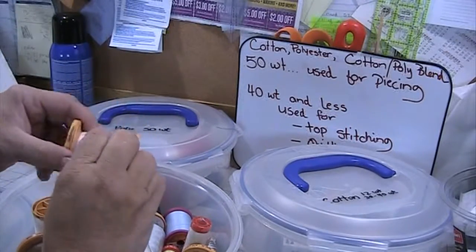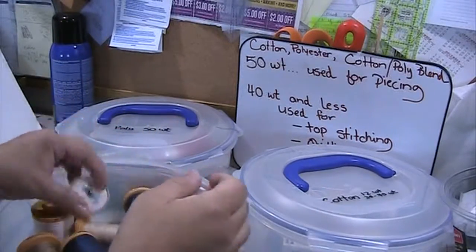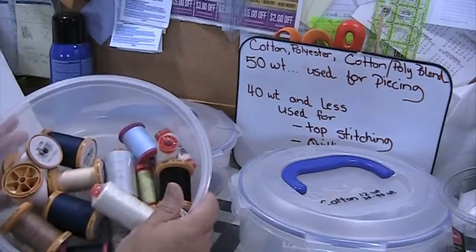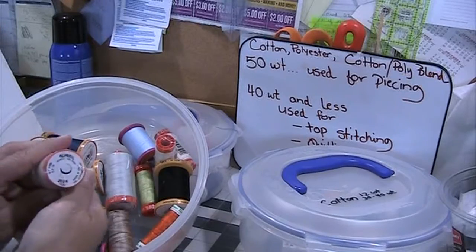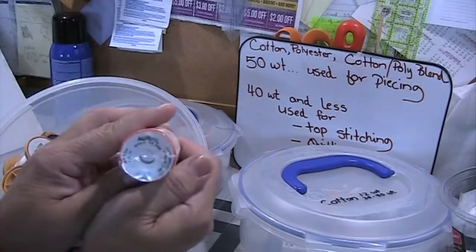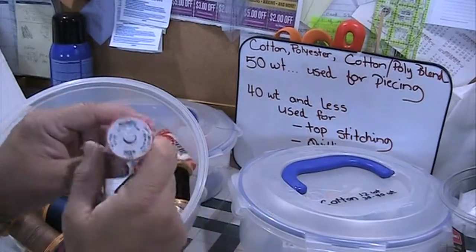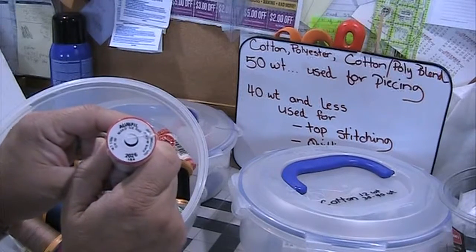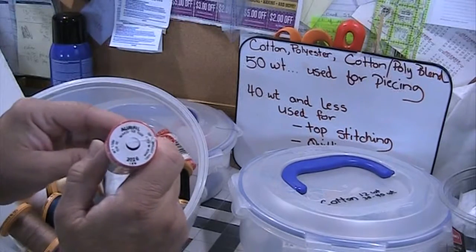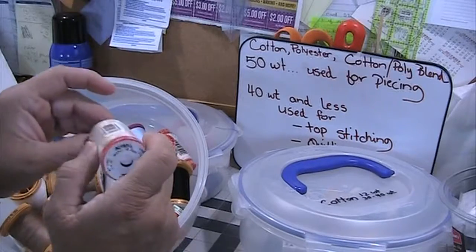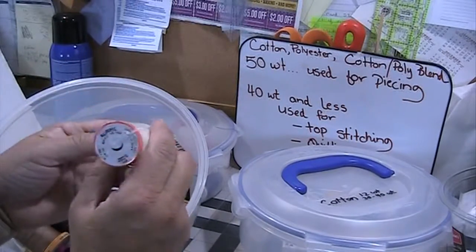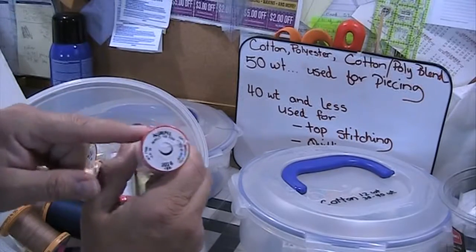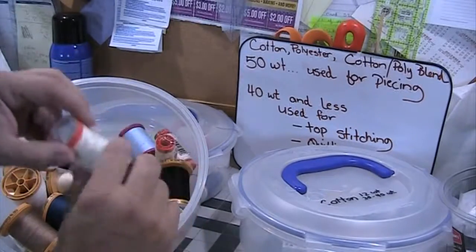In my quest to find different types of thread, I learned about Aurifil, and that's what this is. I've seen reviews saying Aurifil gives you less lint, and for some reason you can get more thread on your bobbin. So this is what I've been using currently. Aurifil thread. I really like it.